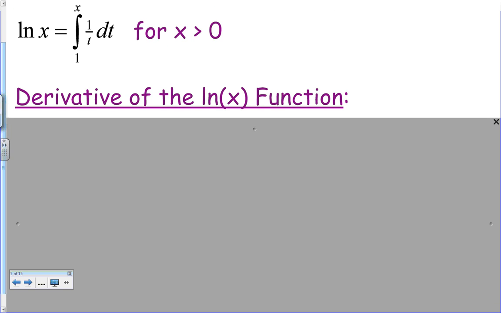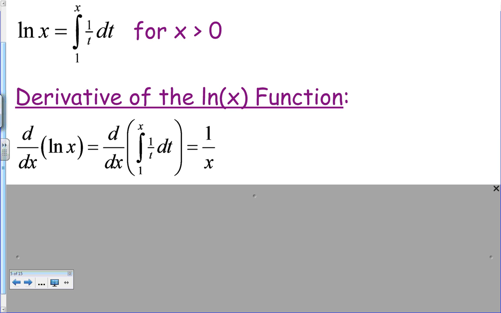Now, using the second form of the fundamental theorem of calculus that we just learned, if I have a function that's defined as a definite integral, where the upper bound is some function of x, I can find the derivative of that function using this little technique. We said that all you have to do is take this function and replace your variable in here with your upper bound, and then you end up with the derivative of that function. And so it turns out that the derivative of this ln of x function is 1 over x.